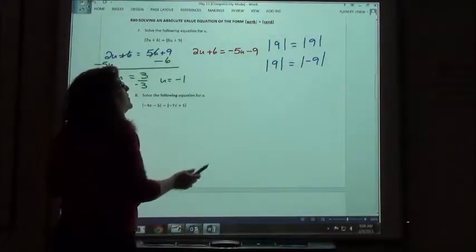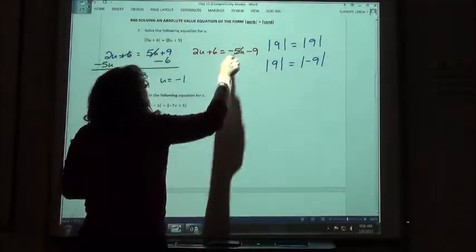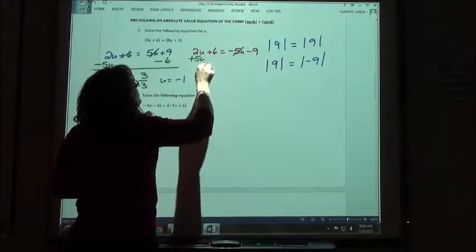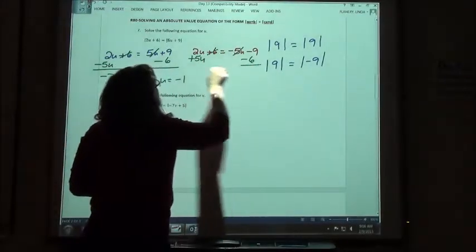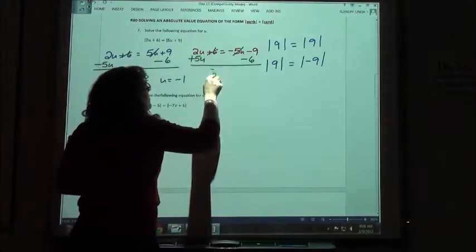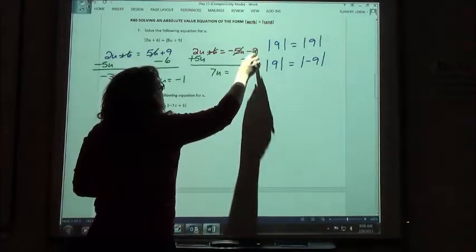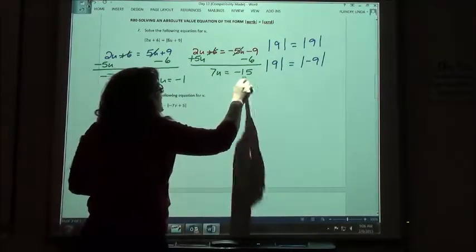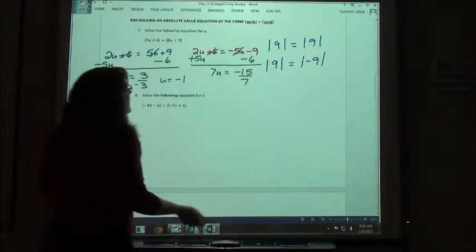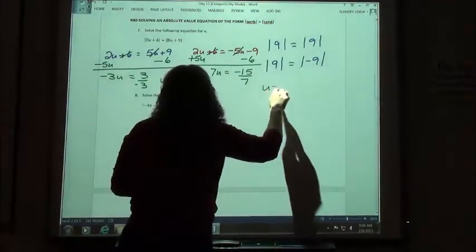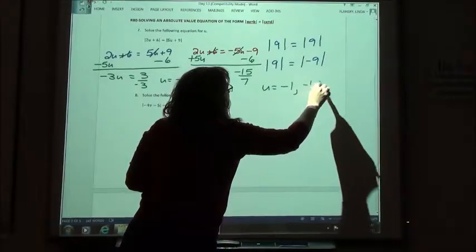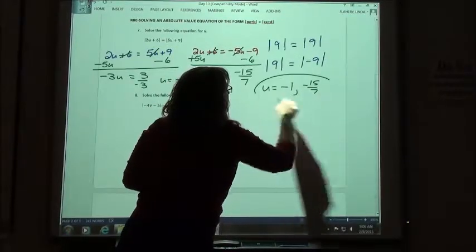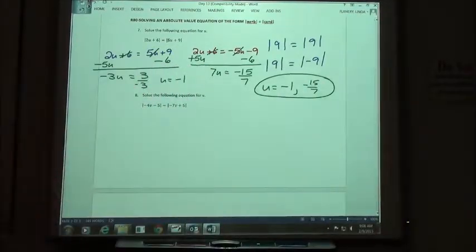On the second side, solving that, I got to move this over here, so I'm going to add my 5u and minus my 6. 2 plus 5 would give me 7u. Negative 9 plus a negative 6 is a negative 15. I'm going to get a fraction, that's okay. So my two answers, u could be -1 or -15/7. And there I have my two solutions.